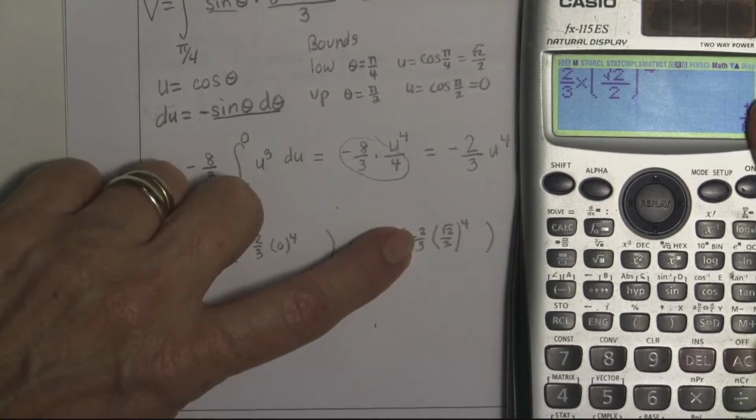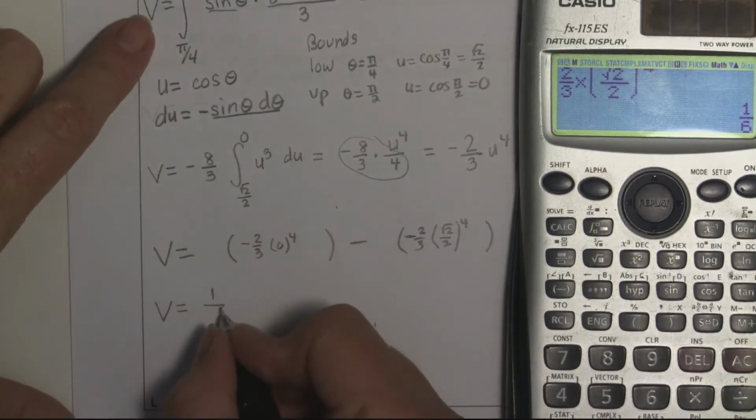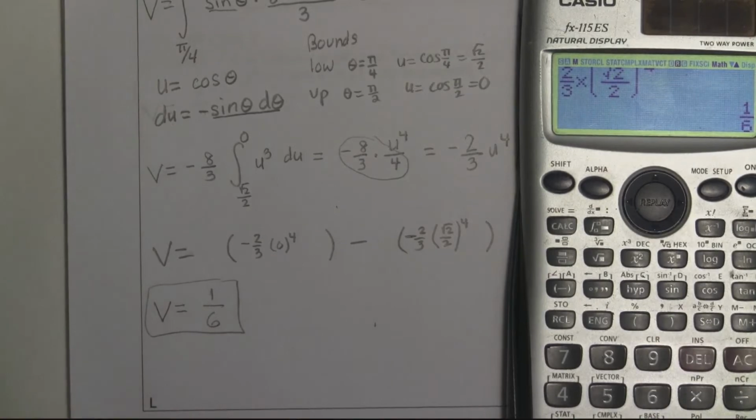And so I get 1/6 when I put it in the calculator. And so the volume here is 1/6. Hot diggity dog. Yay, yay. The crowd goes wild.